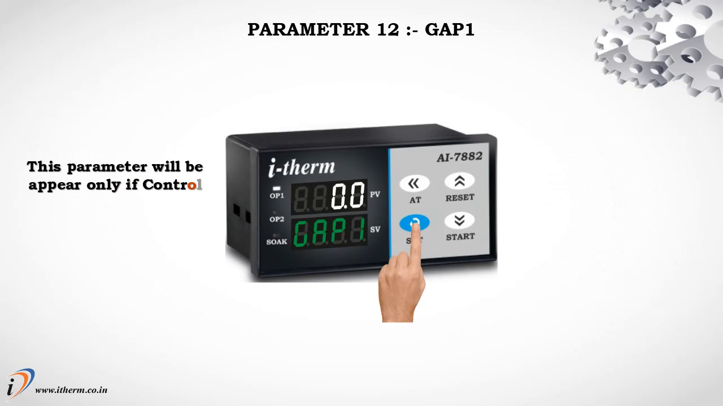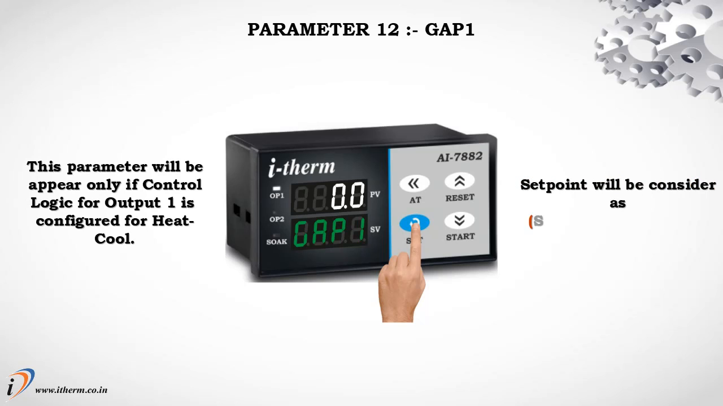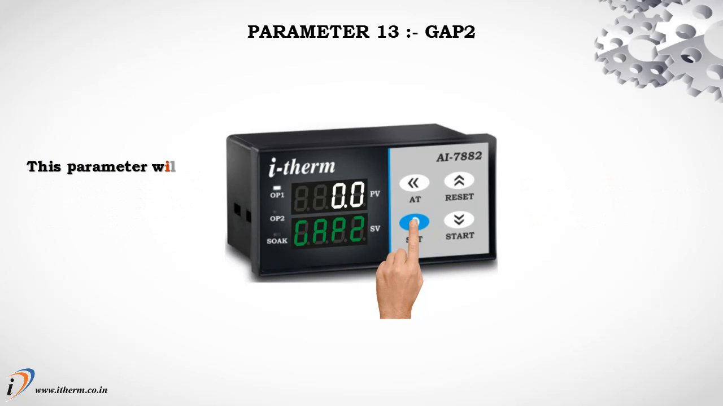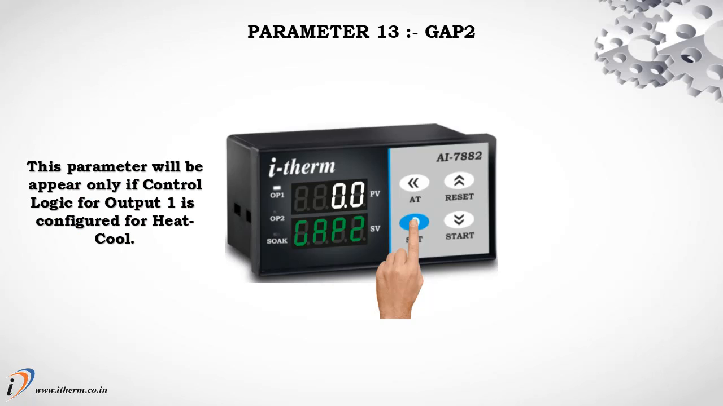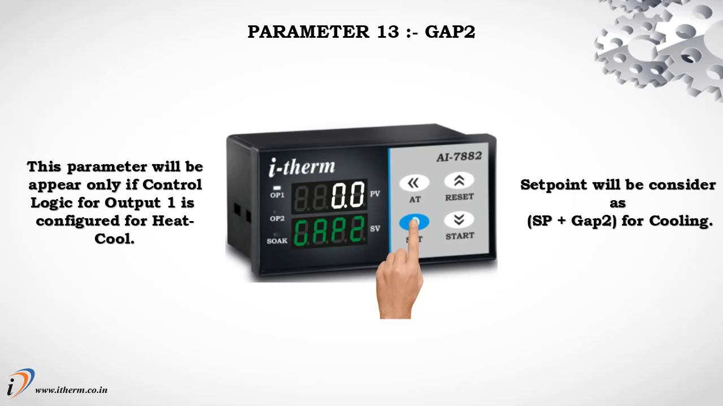Parameter 12, Gap 1. This parameter will appear only if control logic for output 1 is configured for heat-cool. Set point will be considered for heating. Parameter 13, Gap 2. This parameter will appear only if control logic for output 1 is configured for heat-cool. Set point will be considered for cooling.